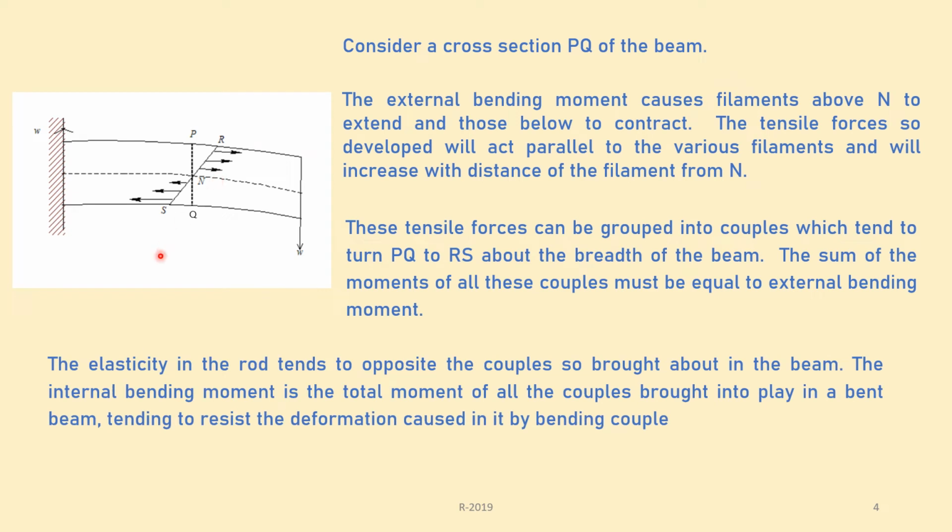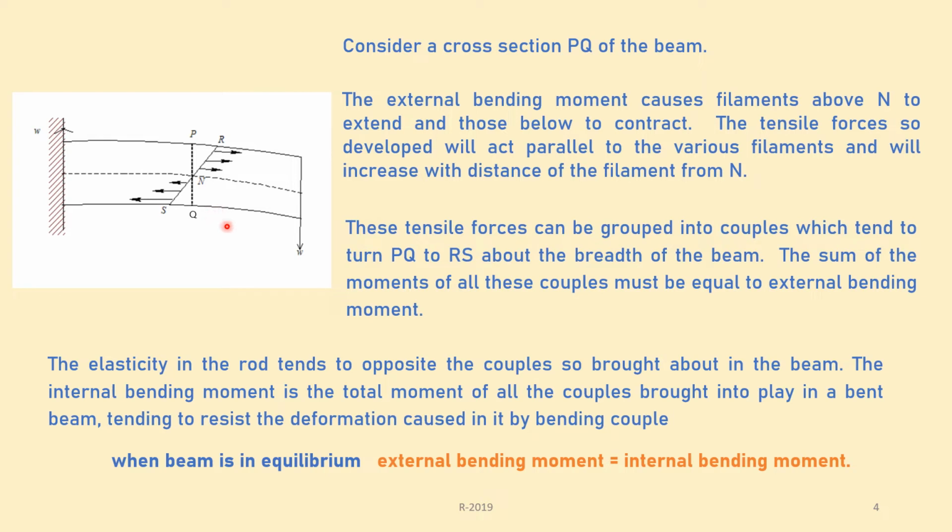Now, the elasticity in the rod tends to oppose these couples. So, the restoring forces develop in the beam, resulting in an internal bending moment. The internal bending moment is the total moment of all the couples brought into play in a bent beam, tending to resist the deformation caused in it by the bending couple. Remember, when the beam is in equilibrium, the external bending moment is equal to the internal bending moment.